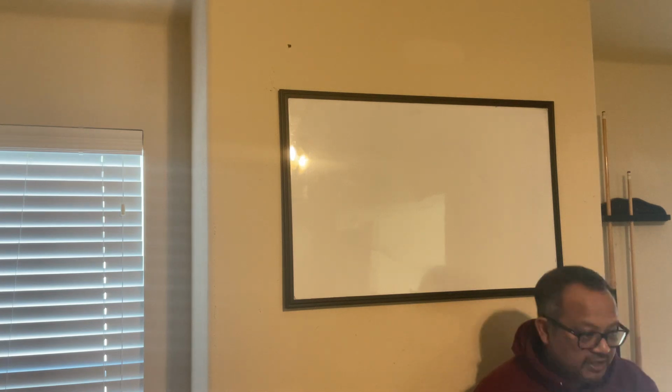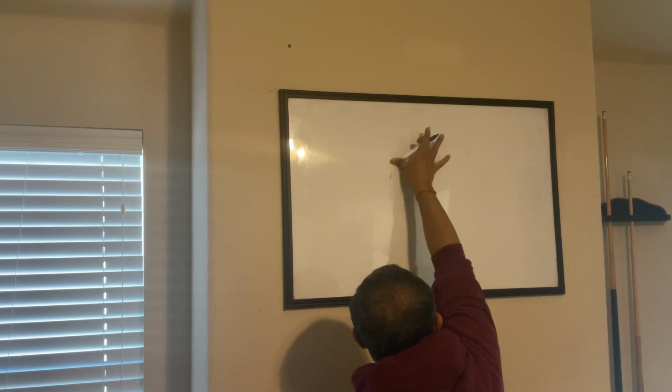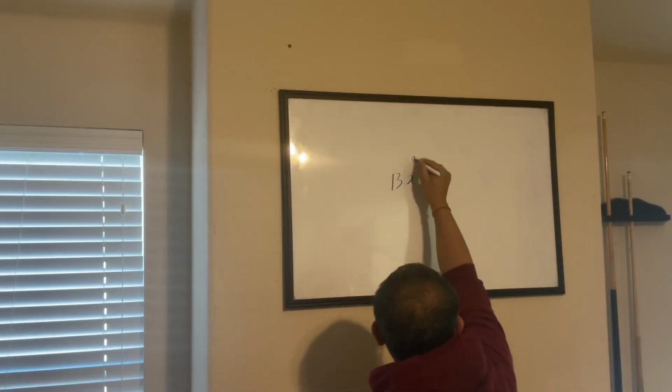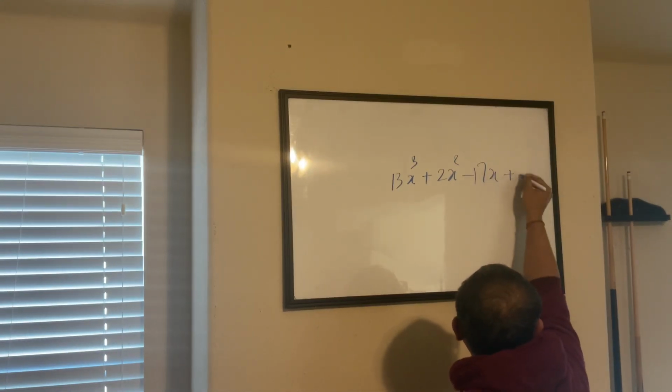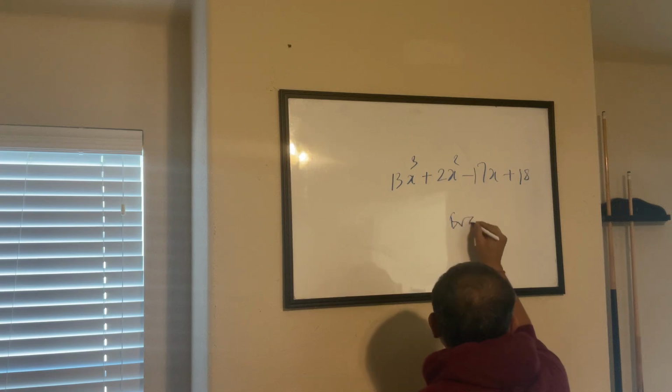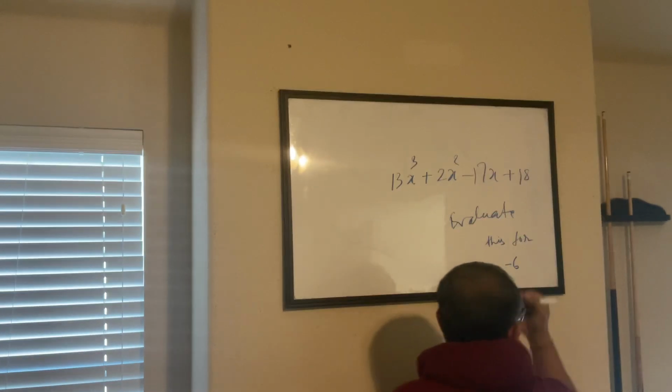Okay, let me go to the next element. So we have looked at what is the standard form of a polynomial, what are the different elements of a polynomial. Now comes evaluating a polynomial. So if I say evaluate one polynomial, not for this time, 13x cube plus 2x square minus 17x plus 18. Evaluate this for x equal to minus 6.